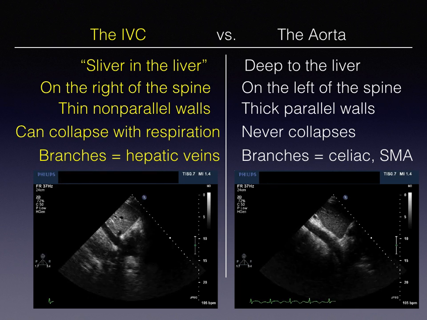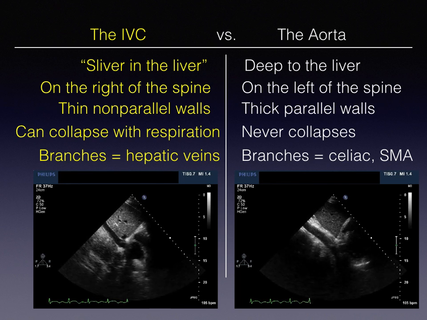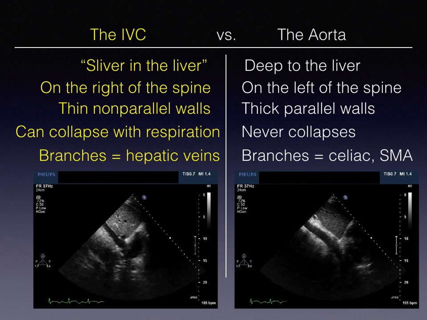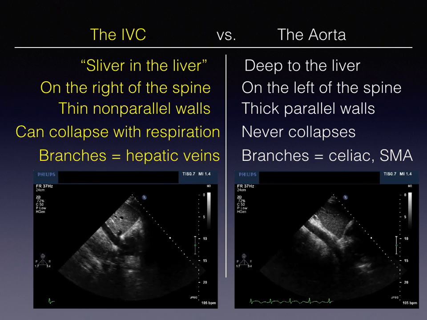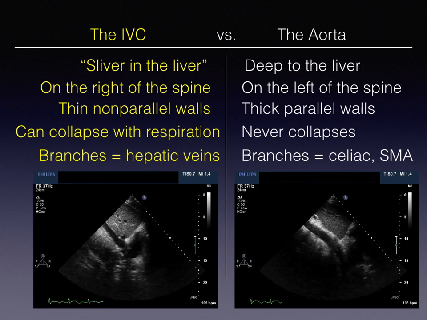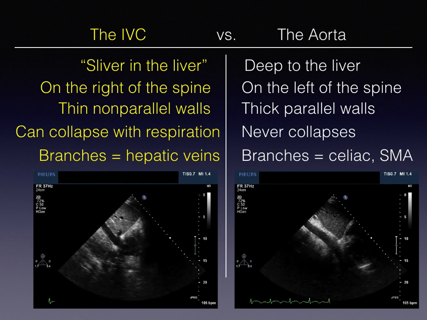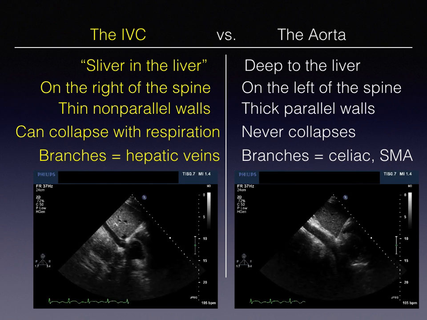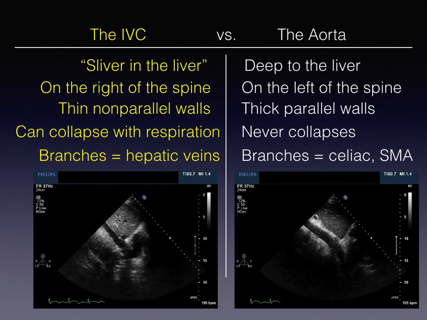So remember, the IVC, and beware the sliver in the liver, is on the right of the spine, has thin, non-parallel walls usually, can collapse with respiration, and the branches are the hepatic veins. If you want to make the IVC bigger, do a straight leg raise and give the patient some self-transfused volume. That should make the IVC at least visible.